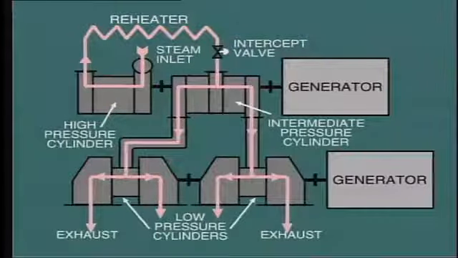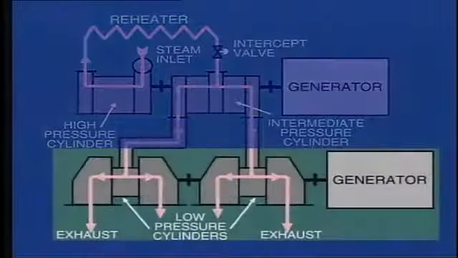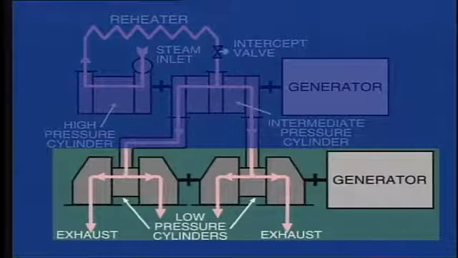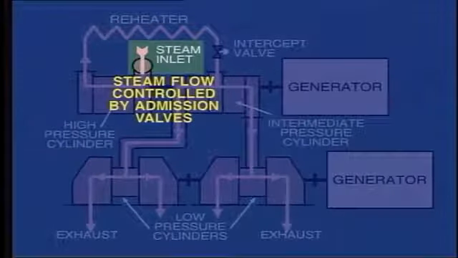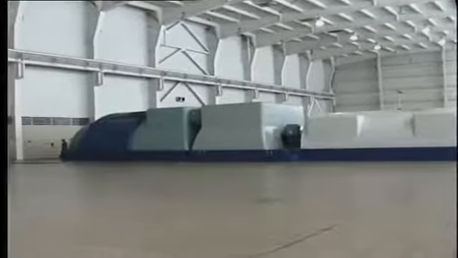Yet another cylinder arrangement used on earlier reheat machines is known as the cross-compound system, shown here. It really consists of two separate turbines, each coupled to their own generator, but interlocked through a common steam system. The high-pressure and intermediate pressure cylinders drive one generator, while the two low-pressure cylinders drive the other. Again, the steam flow through the combined turbine is controlled at the high-pressure inlet, thus controlling the output of both generators.